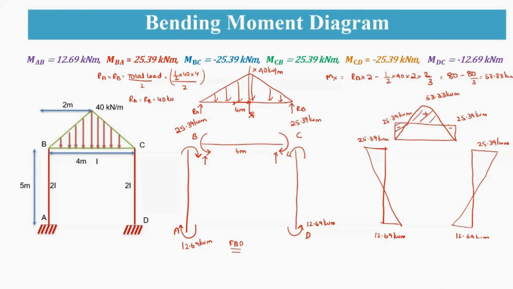So this shaded portion will be your bending moment diagram. So this is simply how you're going to draw your bending moment diagram. And this variation will be equal to your cubic variation. Okay. So this is how you're going to draw your bending moment diagram.